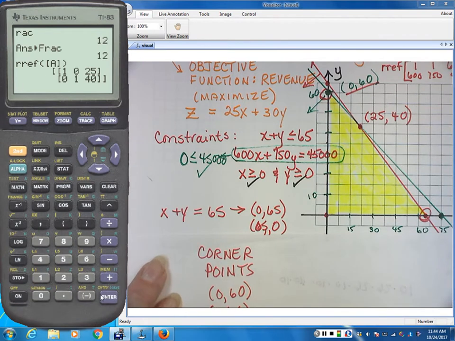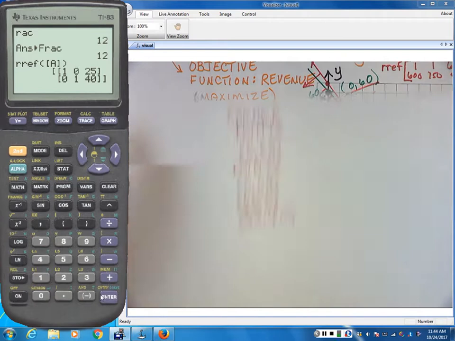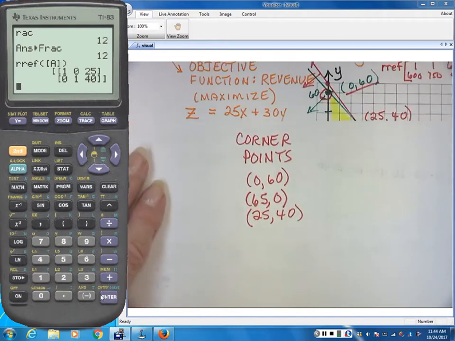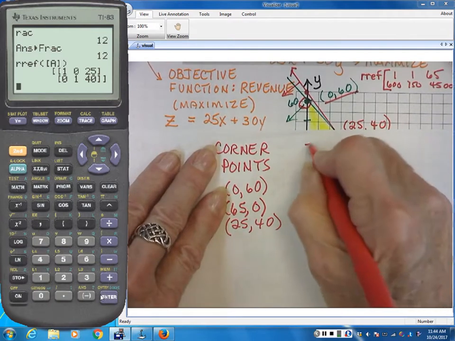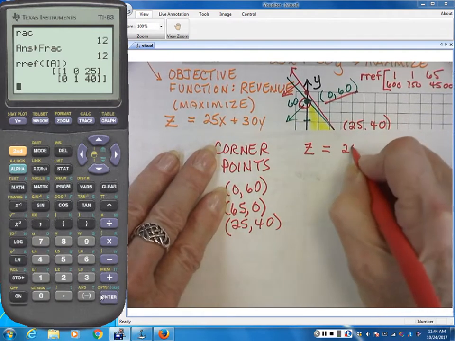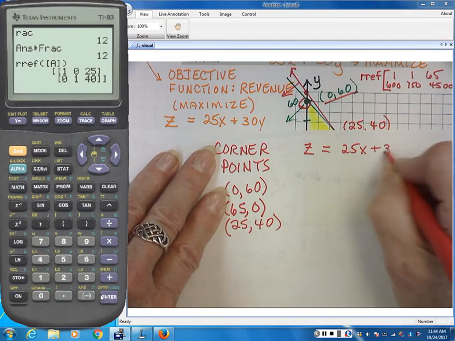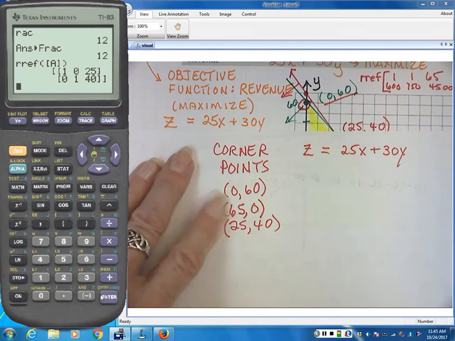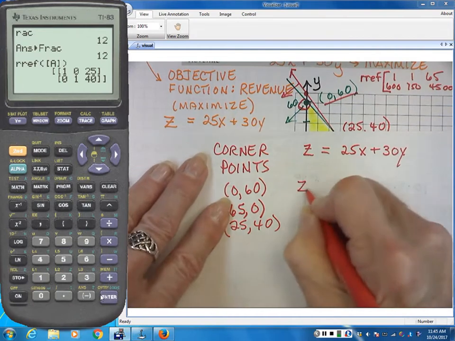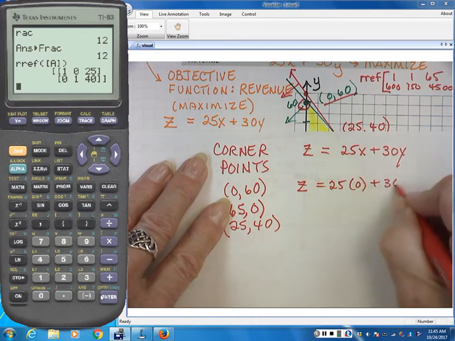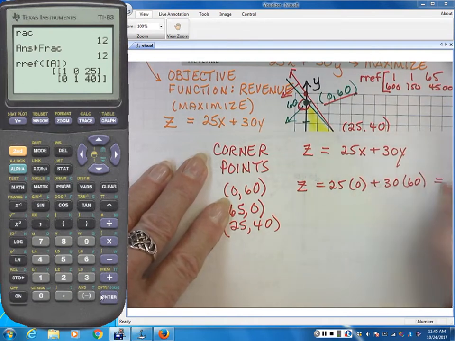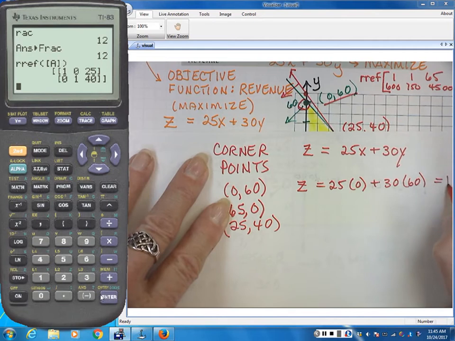So now that I've got my feasible region and my corner points, I'm going to take my corner points and I'm going to use my objective function and see which one of those gives me the maximum. So z equals 25 times 0 plus 30 times 60 is 1,800. Does everybody agree?